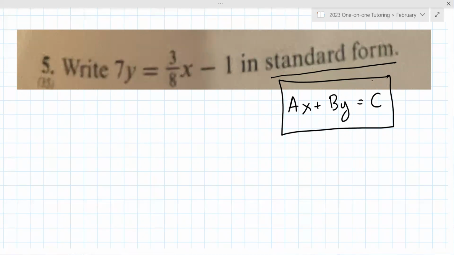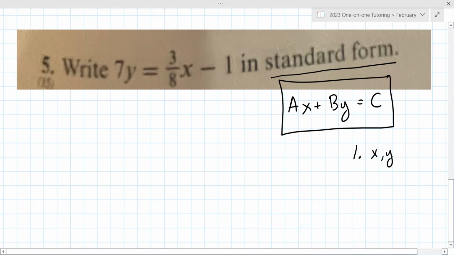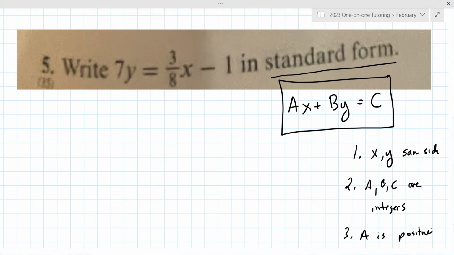So it has some rules. Math's got a ton of rules in it. One is that X and Y are on the same side. The second is that A, B, and C are integers, so no fractions, no decimals. The third is that A is positive. And I'm sorry for all the rules. That's just the way it is. I didn't make these up. They're just the rules.